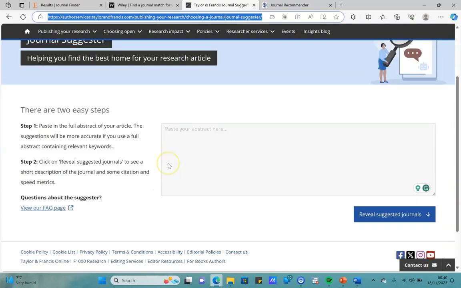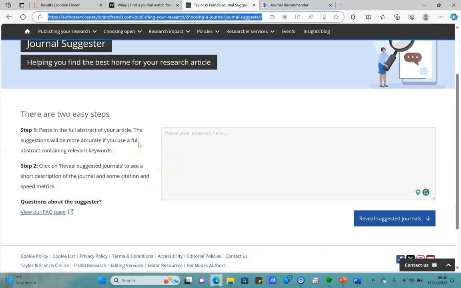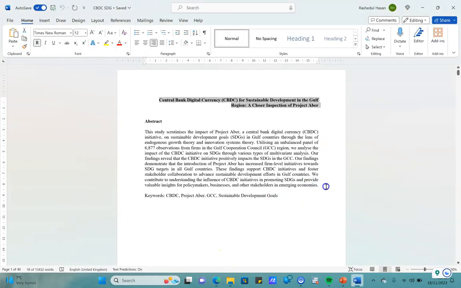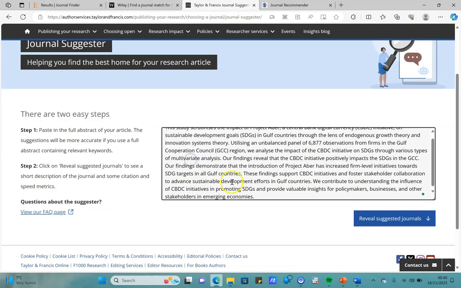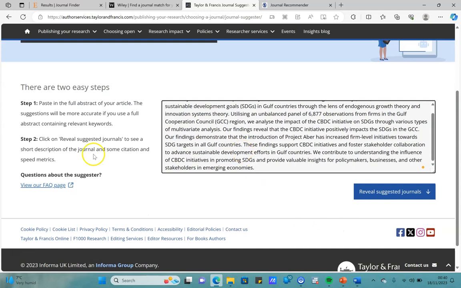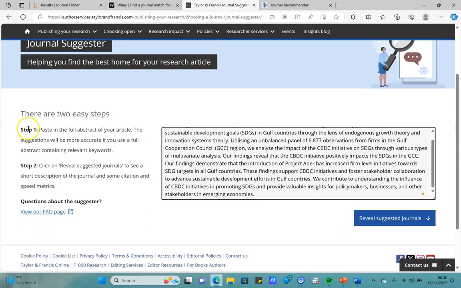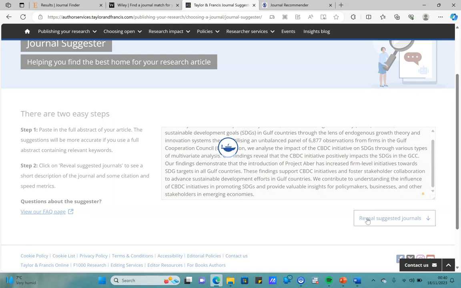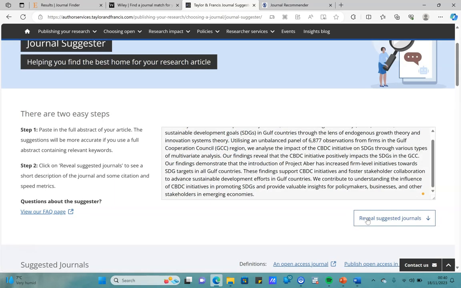Moving on to Taylor Francis, they are also looking for my abstract, so let me just put the abstract back again. Okay, they're saying that there are two easy steps. Step one, paste your abstract, click review, reveal suggested journal. So let's click on that, whether they can find. So I'm happy to see that it's giving me some suggestions.